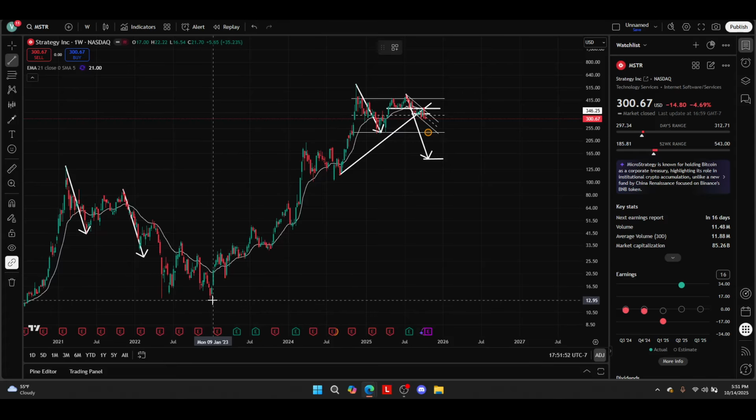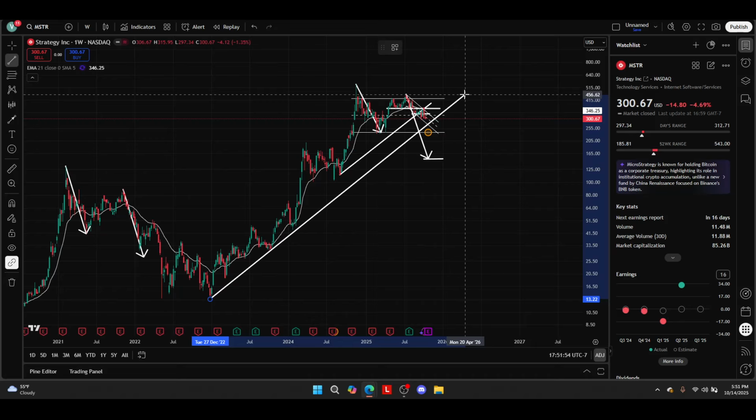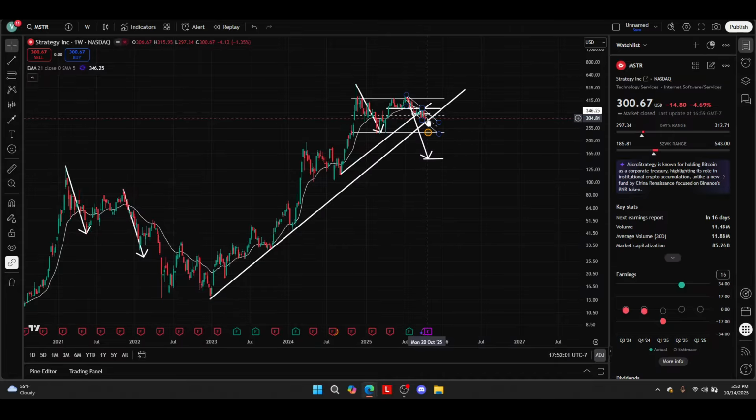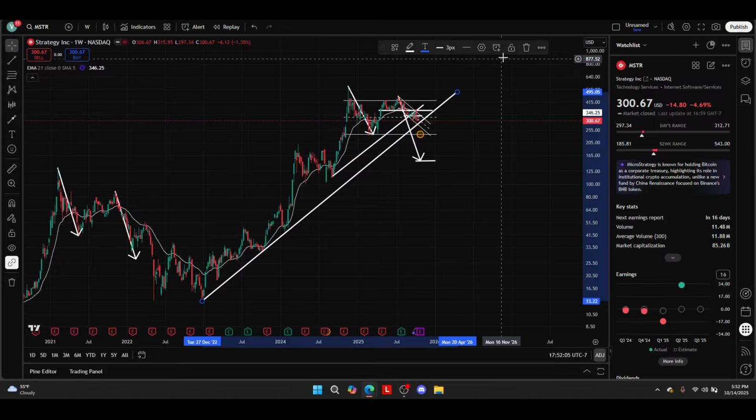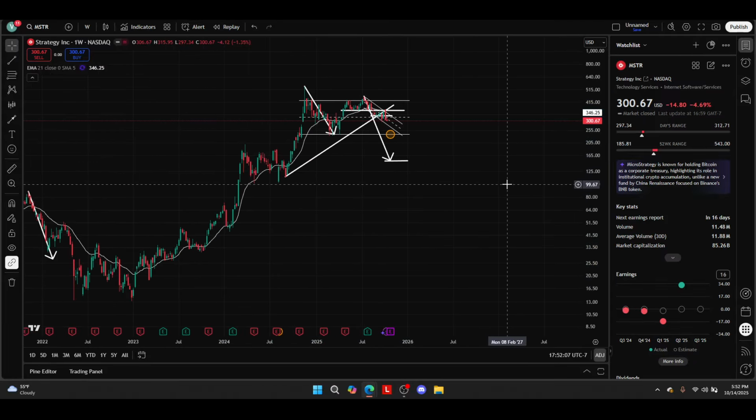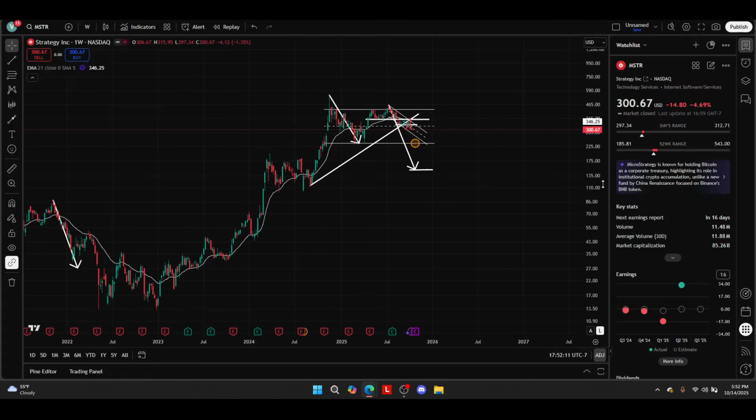Long term, let me take a look at this trend line right here. We are approaching this primary trend line. So maybe we get a bounce from that, but overall, that's the only thing you can say for the bulls. So we'll have to wait and see. So that's all I have for MSTR on the daily and weekly chart.